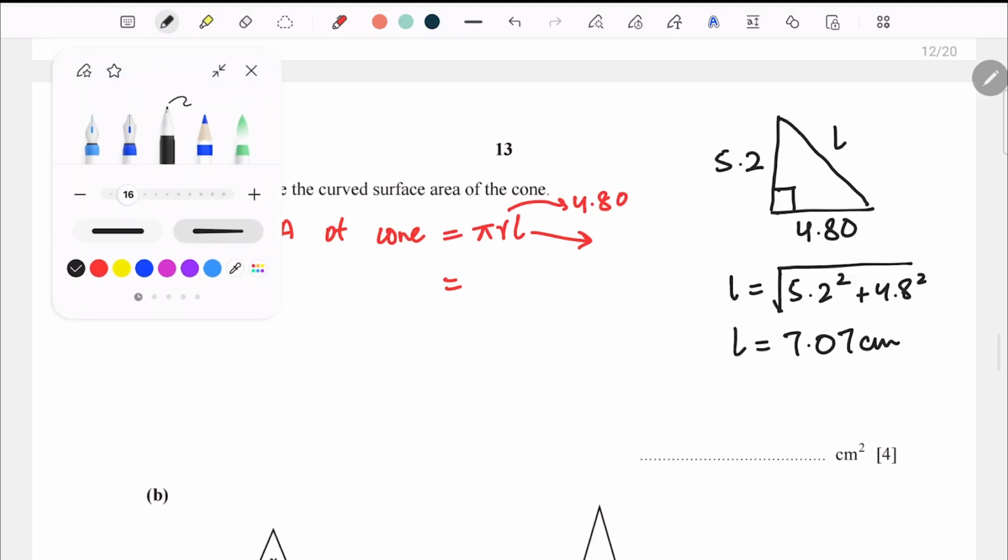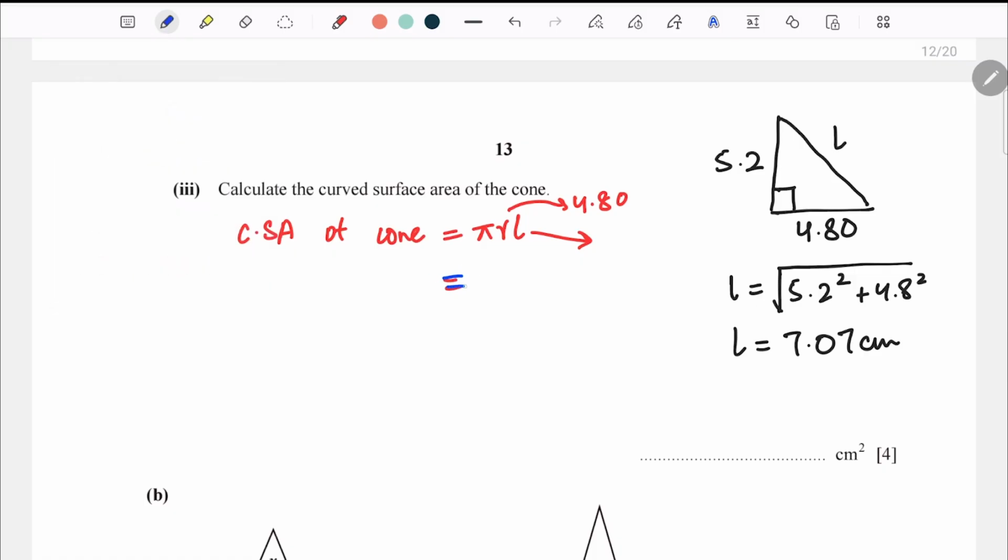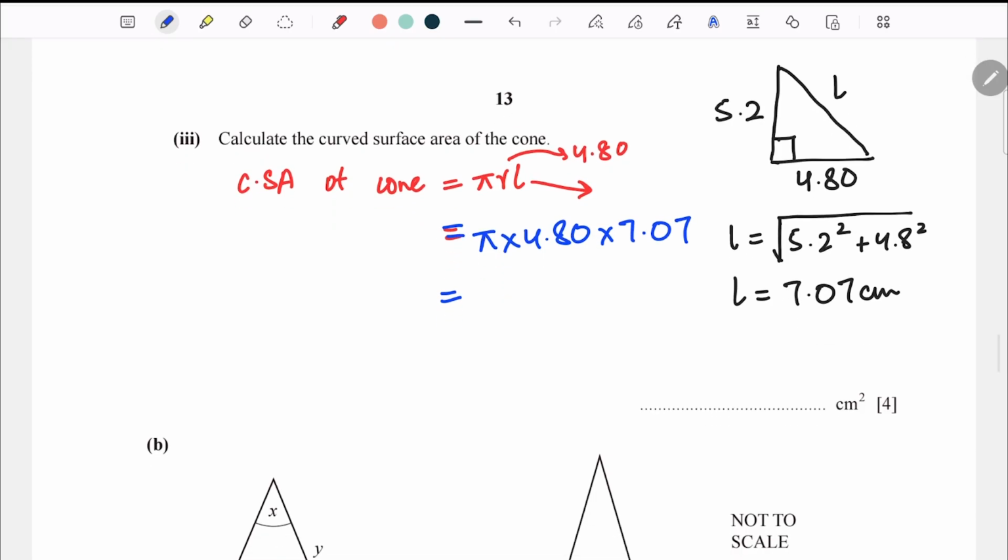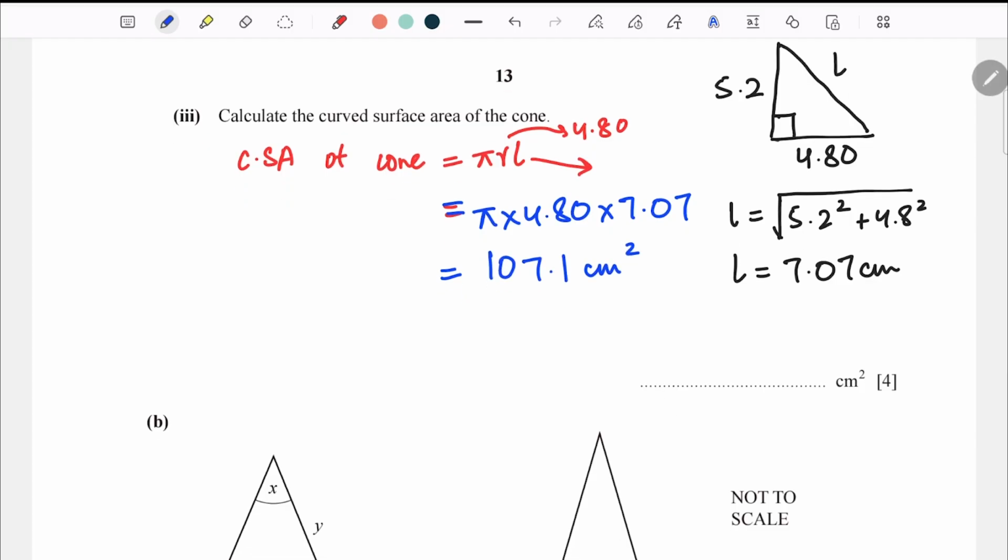Now I'll put all the values in the formula. We'll be getting pi into 4.80 into L, that was 7.07, and when I simplify it, the answer will be 107.1 centimeter square will be our final answer.